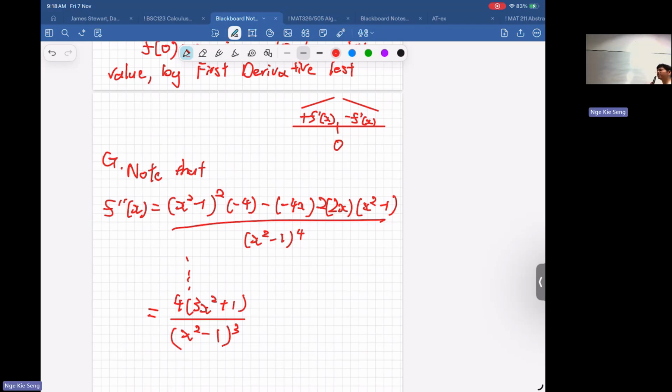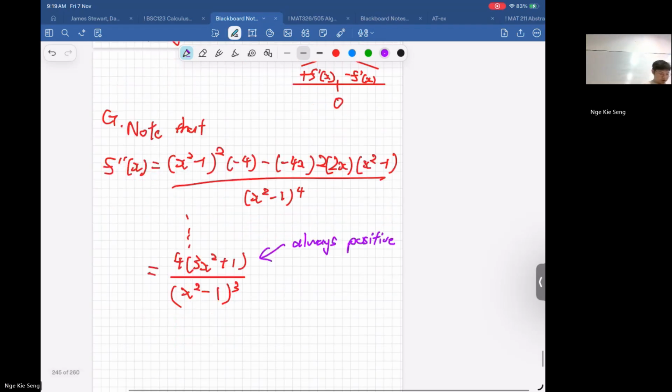If you look at this final expression here, the numerator contains what? Positive numbers only. x squared is positive, and 3, 1, 4 are all positive. So this means the numerator now becomes always positive. The problem here is the bottom, x squared minus 1. If x squared minus 1 becomes negative, then the cube of a negative number will be negative. So let's check.